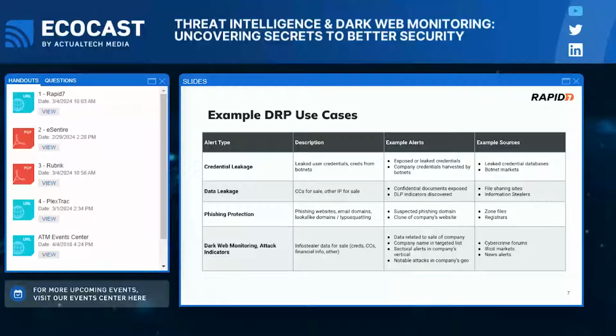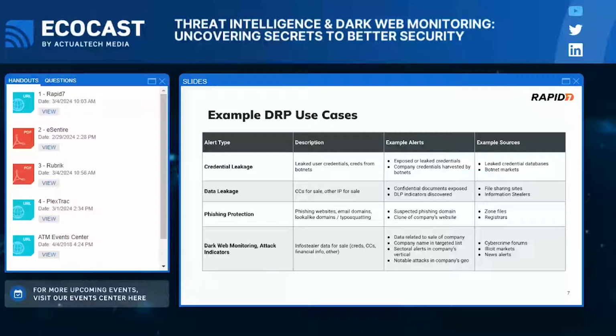A great DRP service. Again, there are different degrees here, but we're able to infiltrate the dark web and position ourselves as an attacker to identify this information and materials that are for sale. Similarly with data leakage: credit cards for sale, IP for sale, patents, patent pending information, or intellectual property that is unique to your organization, confidential documents, legal documents, that sort of thing. We're able to go into file sharing sites and information stealer forums, and identify where that information might be exposed.